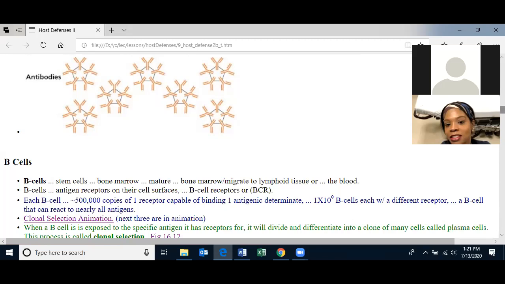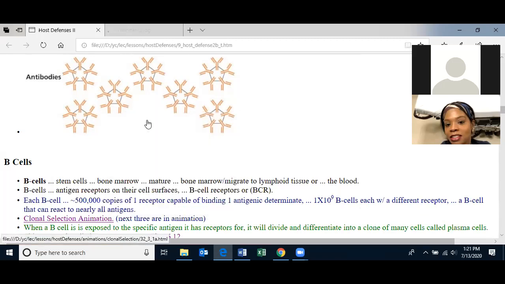So when your body is attacked by a pathogen, your immune response will respond to it, and the reason why is you have 1 times 10 to the 9th B cells, and the chances of at least one of those B cells responding to an antigen on that pathogen are really good. Any question about that?